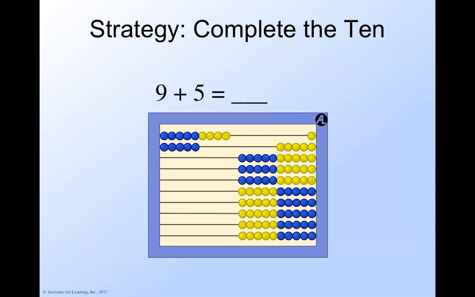9 plus 5. Okay, so one thing I could do is I could take this bead and trade it with that bead. Ready, set, trade. That was fair. Oh, I have 10 and 4, 14. Let's see that again with 9 plus 7. So what I'm trying to do is complete the 10 since 9 is so close to 10. I'm going to take and trade. Oh, that's 10 and 6, 16.